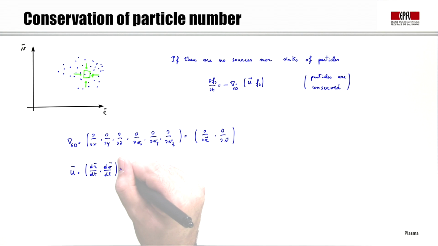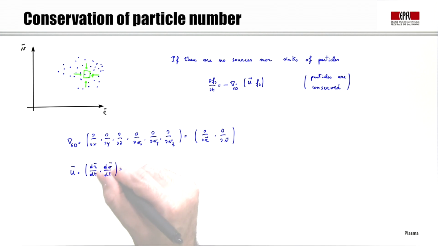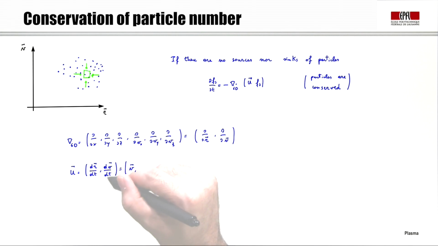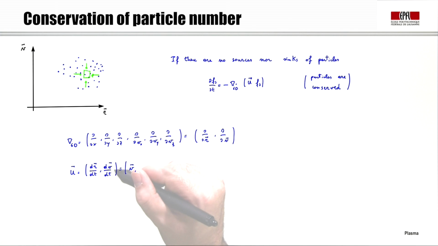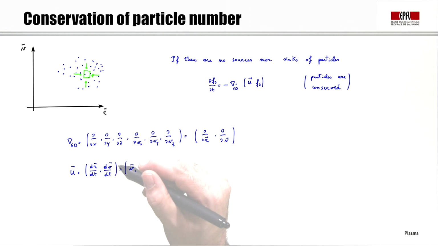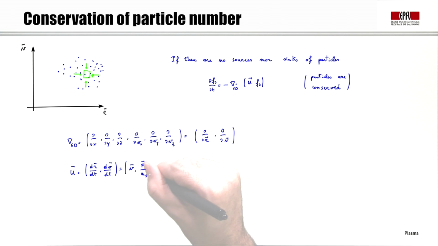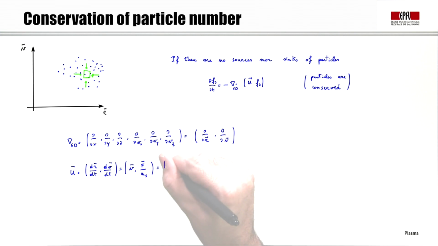And particles change their position in time, and this change is equal to the velocity, and they change their velocity according to their acceleration, which is given by the force divided by the mass of the particles according to Newton's law. And this, in other terms, is equal to v.